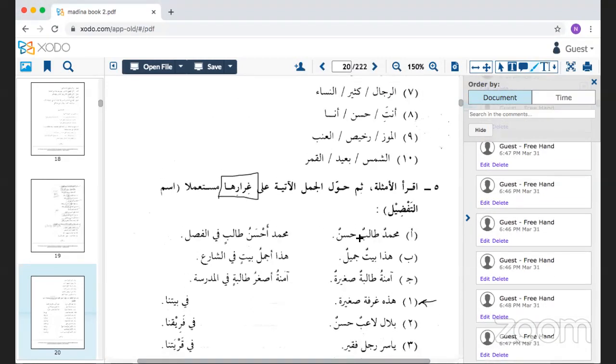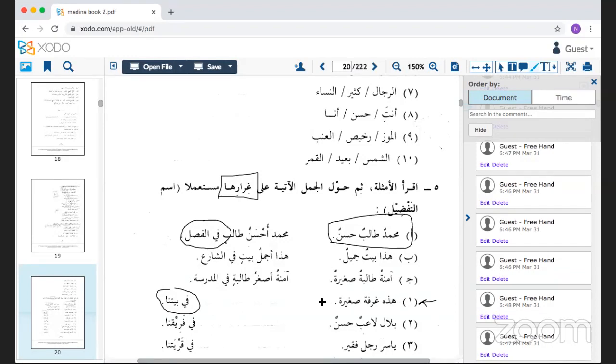Look, Muhammadun talibun hasanun. Muhammadun, now they want to say, not only is he a good student, but he's the best in the whole class. So Muhammadun talibun hasanun, Muhammadun ahsanu talibin fil fasli. And here they gave you the ending. The same words. Muhammadun talibun hasanun, Muhammadun ahsanu talibin fil fasli. So هذه غرفة صغيرة.